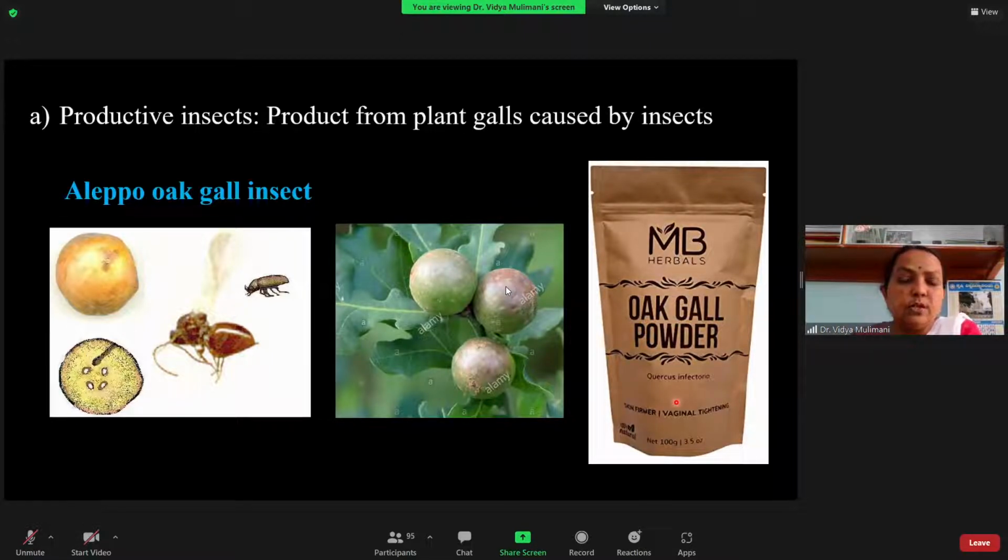Okay, so this is how you can see the productive insects. Either you get some product directly, or you may collect the insect and get the dye, or the feeding damage causes galls. From such galls also you can extract some product.